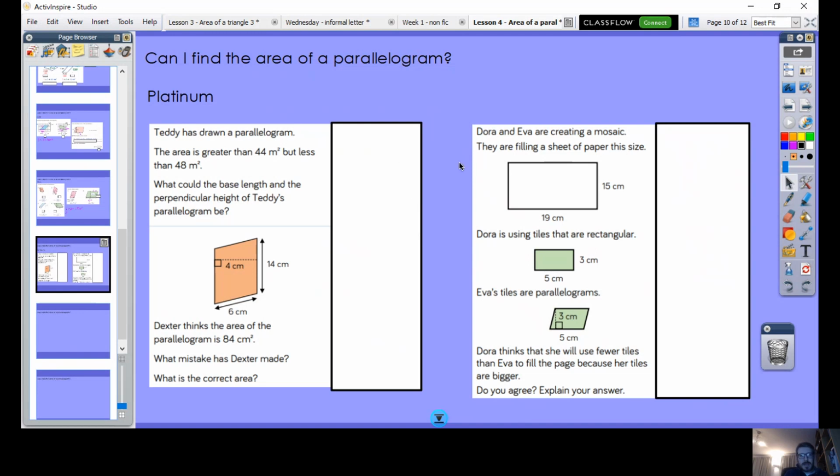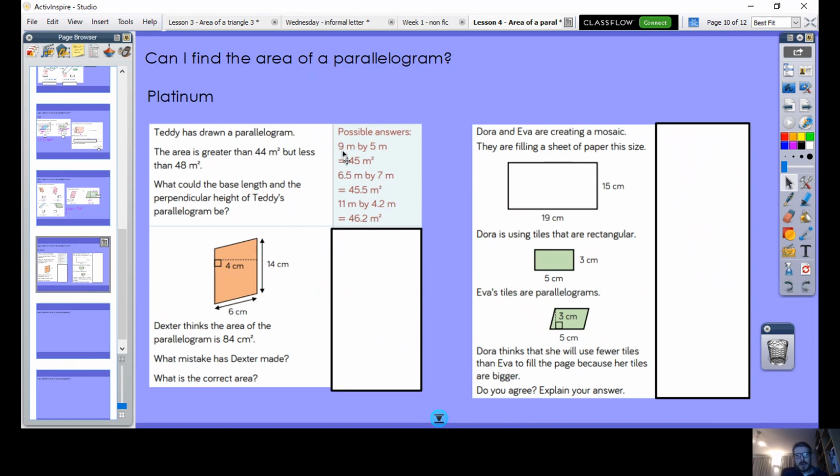Okay, so the first one, Teddy has drawn a parallelogram. The area is greater than 44 meters squared, but less than 48 meters squared. What could the base length and the perpendicular height of Teddy's parallelogram be? So we've got different possible answers.